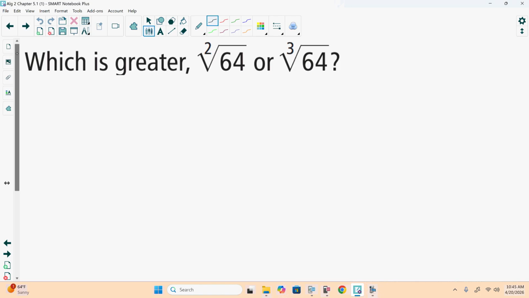All right. Now the first thing we're looking at is this here. Which is going to be greater, the square root of 64 or the cubed root of 64? Square root of 64 is 8. Because when we look at a square root, we're saying what times itself is the number inside. So square root of 64 is 8.